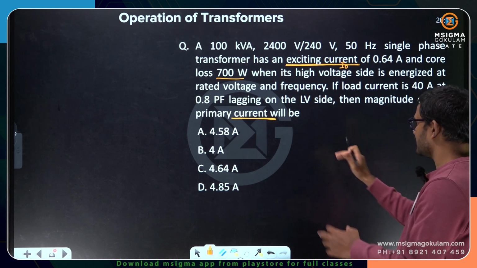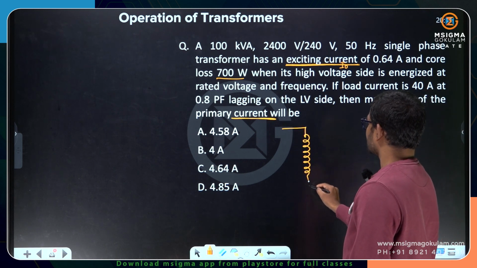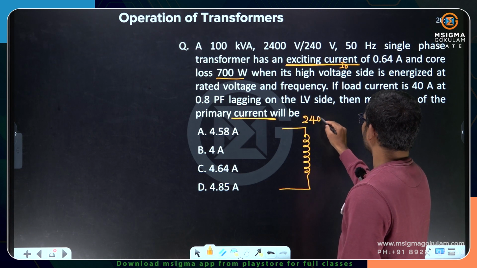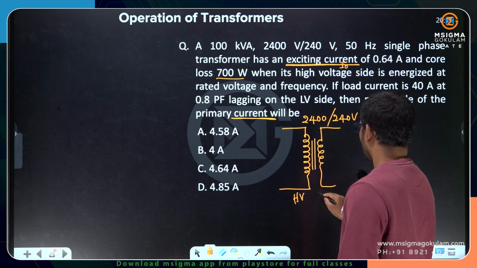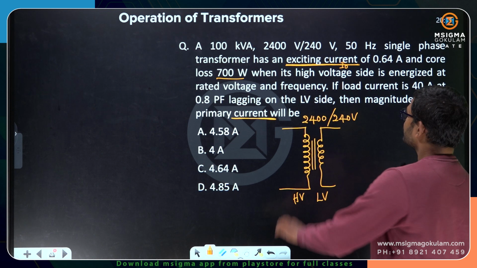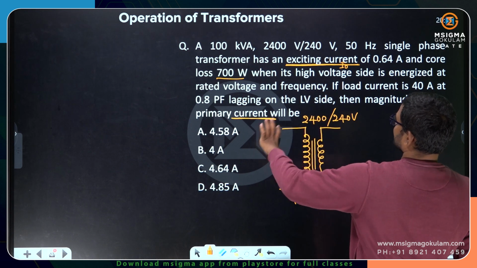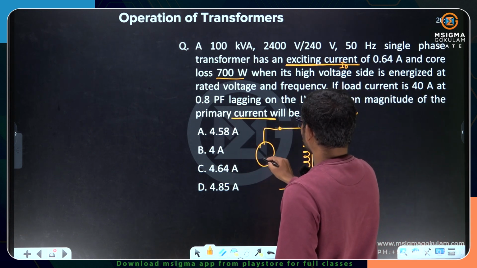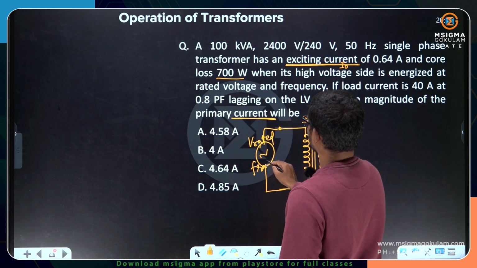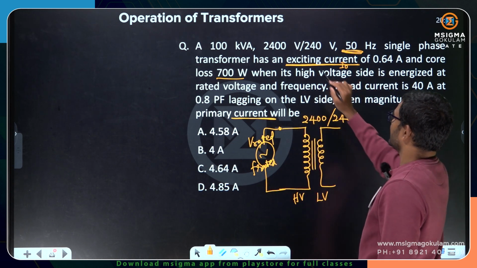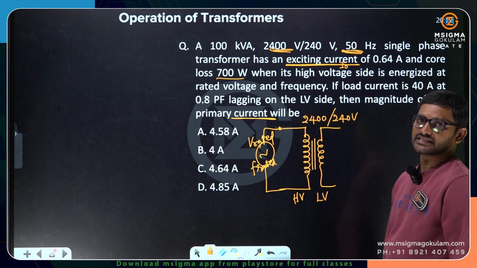So let me show you the simple transformer structure here. If you look at the transformer, it will be like this. This is a 2400 by 240 volts transformer. So this is HV and this is LV. Now HV is excited with what? High voltage side is excited with rated voltage and rated frequency. That means I have to connect 2400 volts, 50 Hertz. Rated frequency means designed frequency. Rated voltage means designed voltage we need to apply. So rated voltage and rated frequency I have given to the high voltage side.